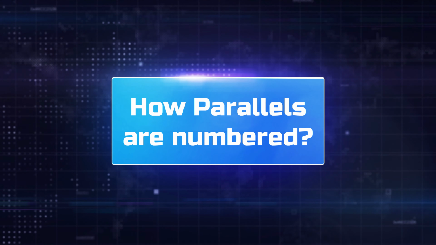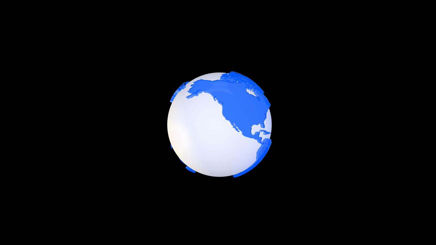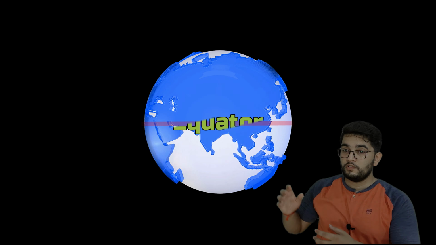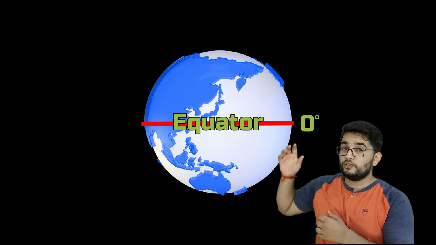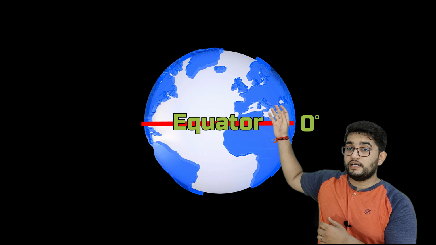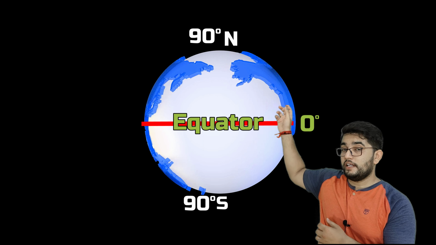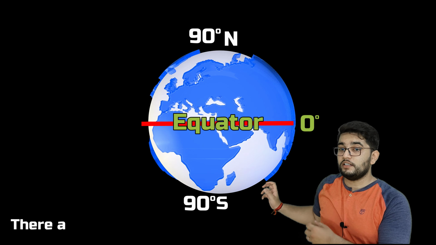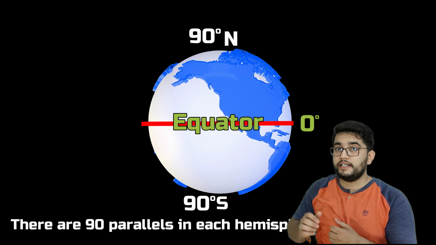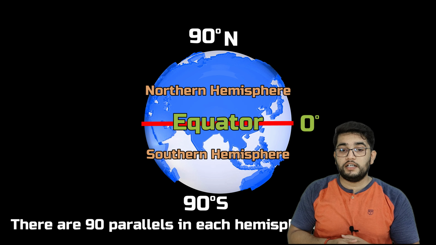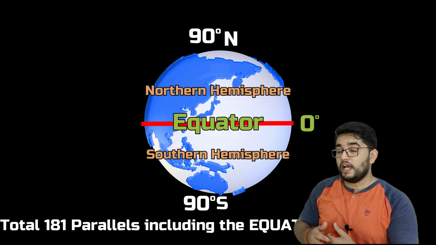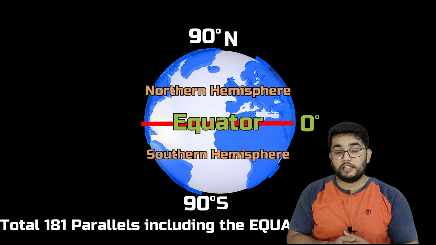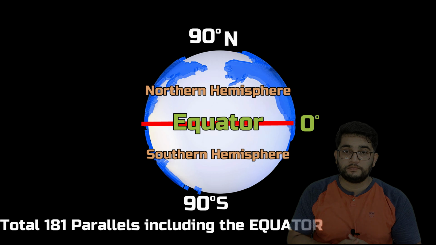How are parallels numbered? We start from the equator, which is 0 degree. The North Pole on the northern side is numbered as 90 degree N, while the South Pole at the bottom is numbered as 90 degree S. There are 90 parallels in each hemisphere. So in total we have 181 parallels including the equator.